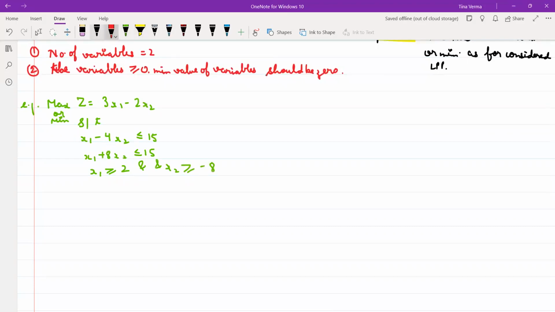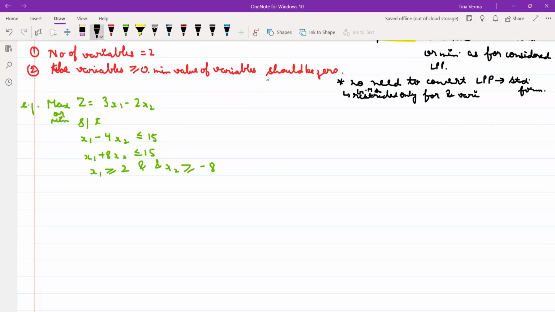The benefit of the graphical method is that there is no need to convert the LPP into its standard form. We can directly solve it. The negative point of this is that it is restricted to only 2 variables. If I have more than 2 variables, I cannot apply the graphical method, right?